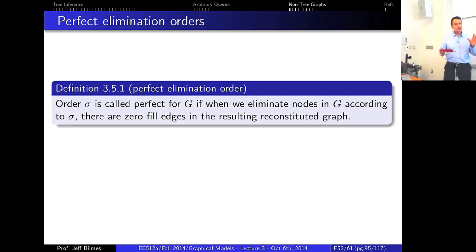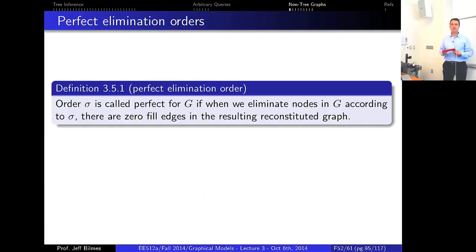Okay, so the next thing we want to start doing is morphing more towards non-tree graphs. We already defined the notion of elimination. Elimination can be defined on any graph. And if it's a tree and you eliminate according to the message passing protocol, or you eliminate leaf nodes, you won't have any fill-in.